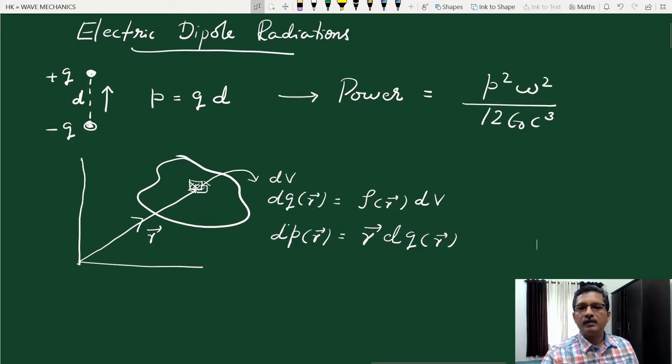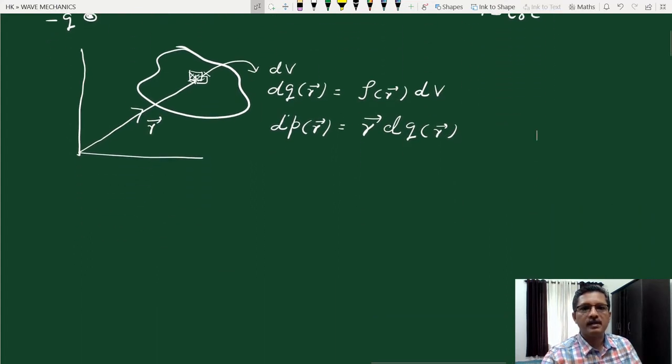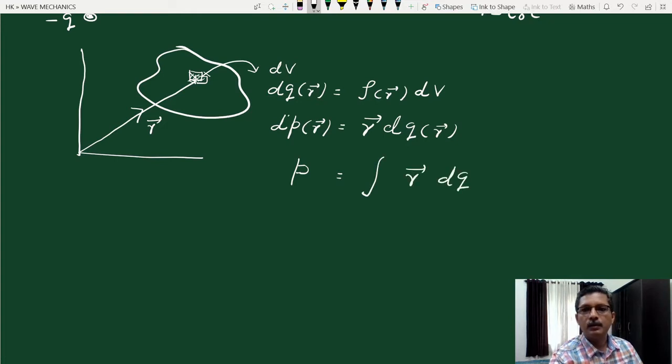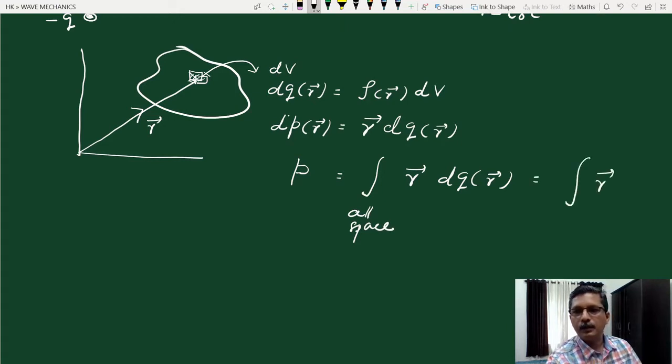So from here we can say what is the dipole moment due to the entire charge distribution. The dipole moment due to the entire charge distribution is obtained by integrating this. So it is the integral of r dq, integrated over all space. Now what is this r dq?